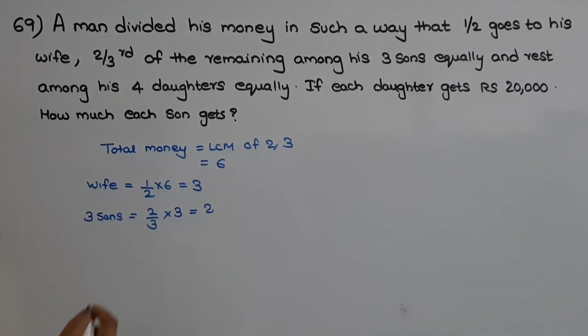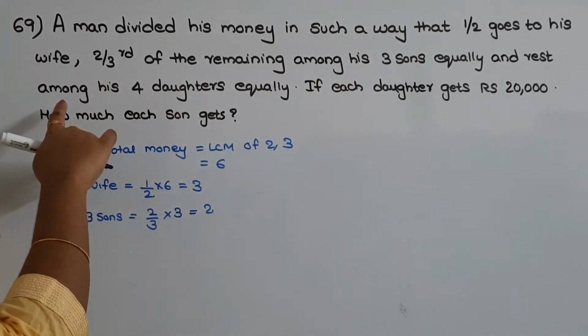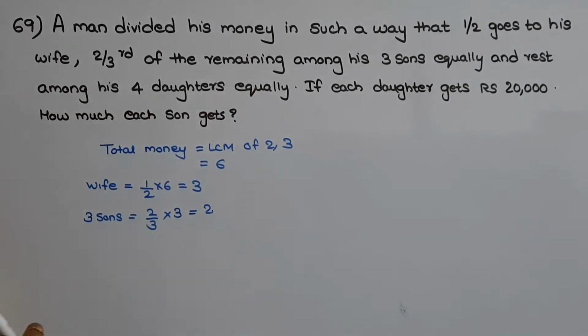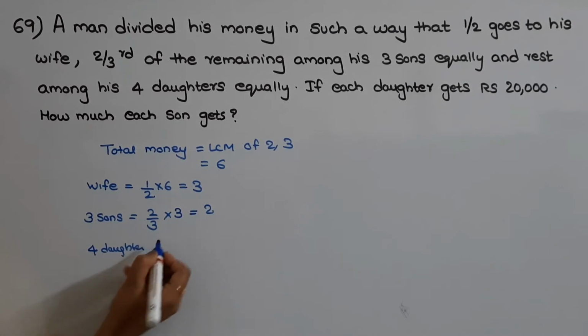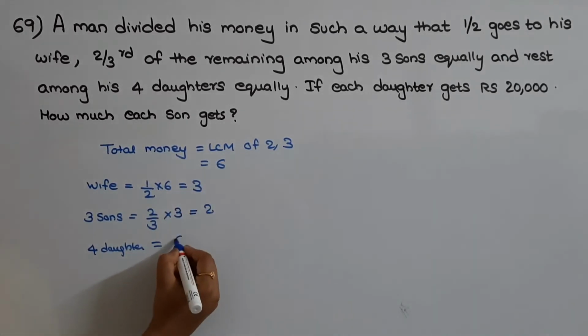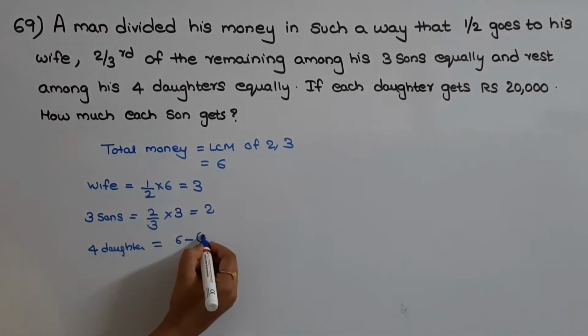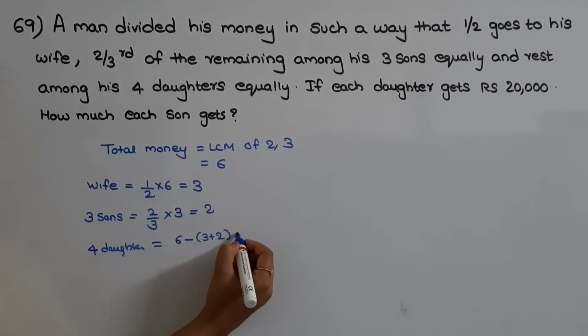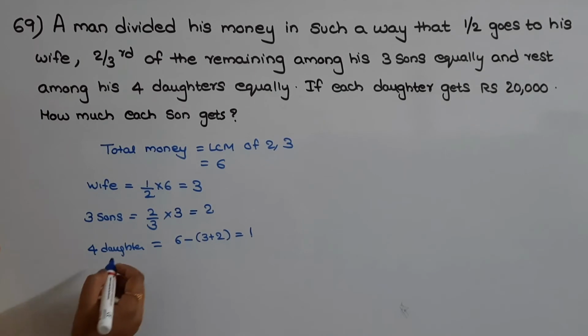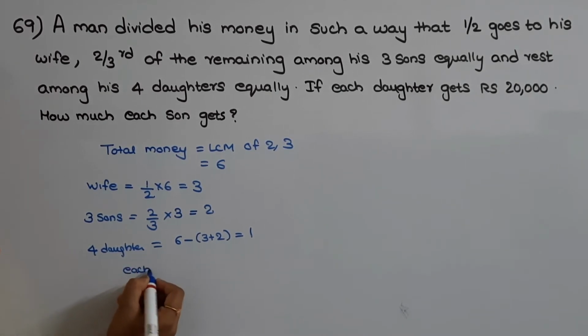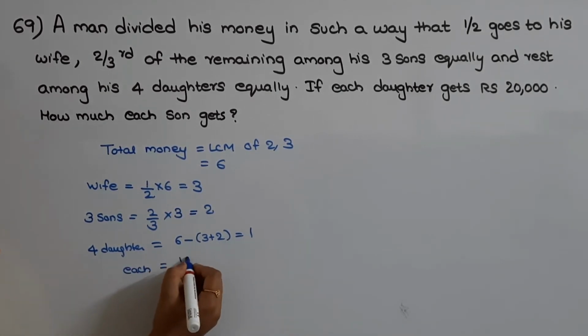Okay, now they are telling that rest is divided among 4 daughters equally. So 4 daughters will get the remaining, which is 6 minus (3 plus 2). Okay, so that is equal to 1. If 4 daughters get 1, what will each daughter get? Each daughter will get 1/4.